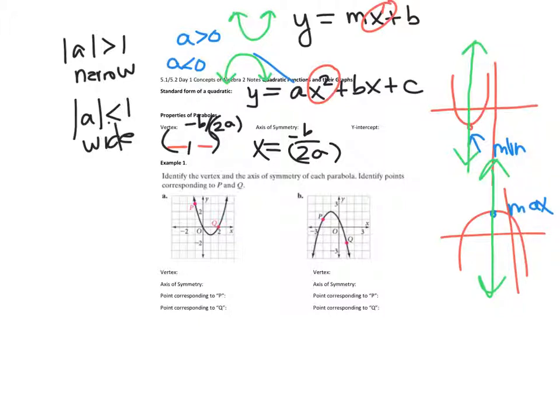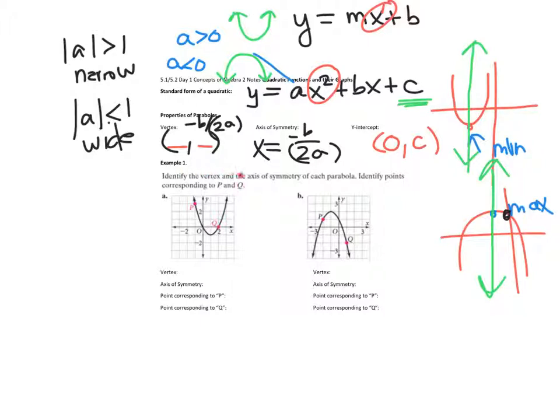The y-intercept is where a parabola crosses the y-axis. Wherever it crosses the y-axis, x is 0. So in standard form, it's going to be your c value. So it's going to be (0, c).